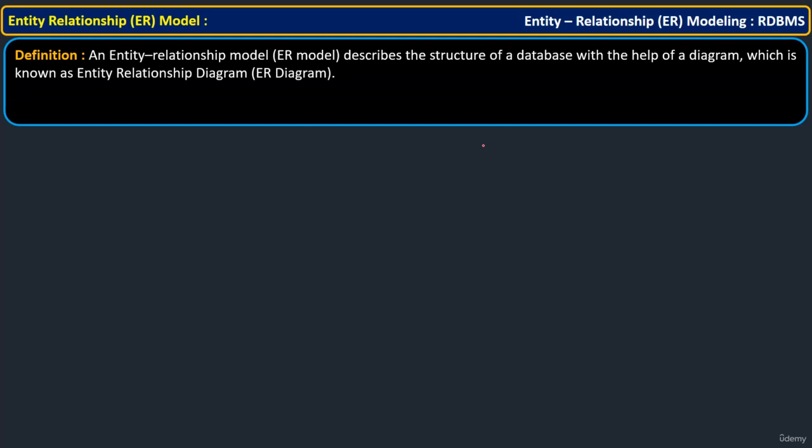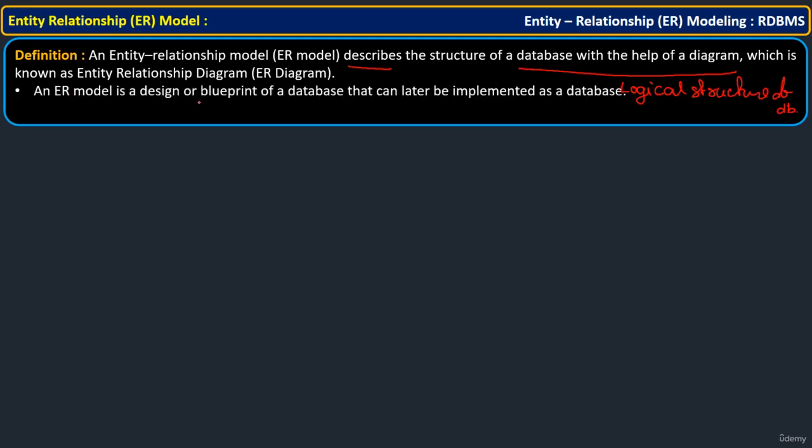So very simple understanding. It describes the structure of the database with the help of a diagram, simply you can say. In a very simple manner, that means you are going to see the logical structure of the database. How and all, we will see in the discussion.